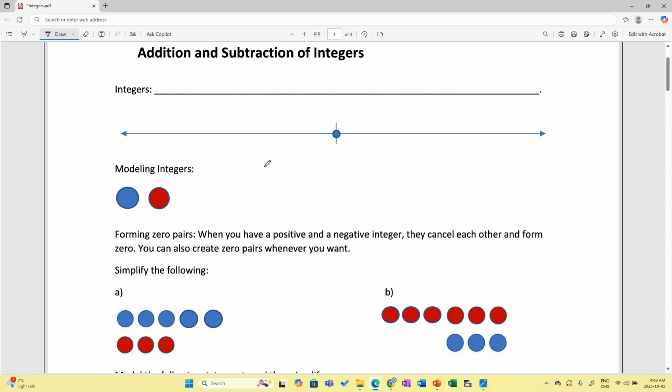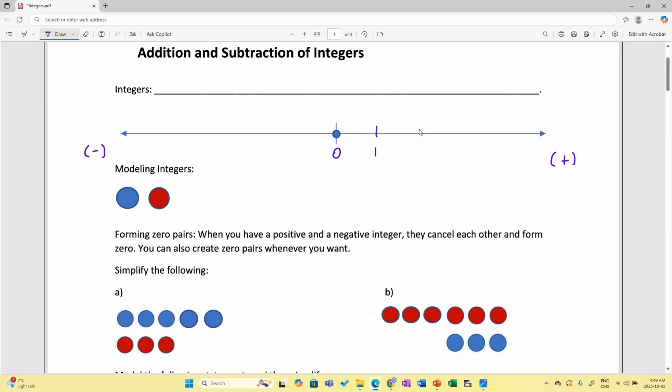Hi class, in this video we're going to be talking about adding integers. So just as a review, this is a number line here. As you move towards this right side, you become more positive. As you move towards this left side, you become more negative. 0 starts in the middle.